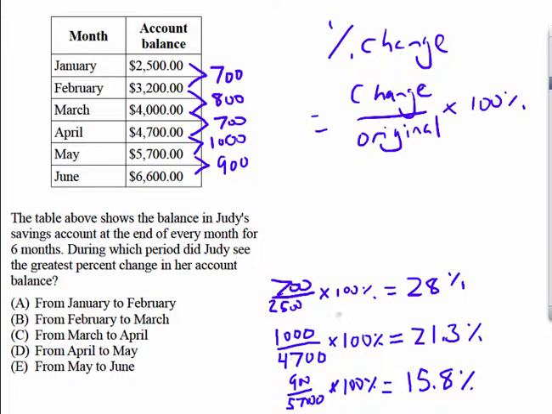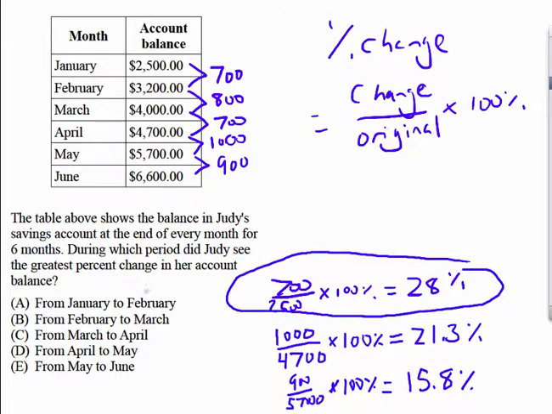So, the right answer, first one we did actually, could have saved ourselves a lot of work if we'd known. 700 over 2,500, 28%. Biggest percent change from January to February.